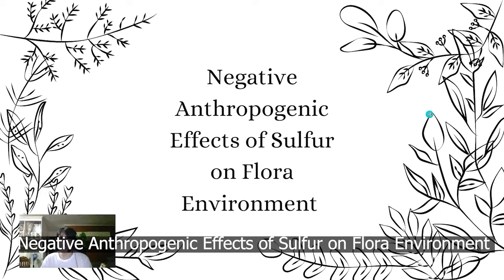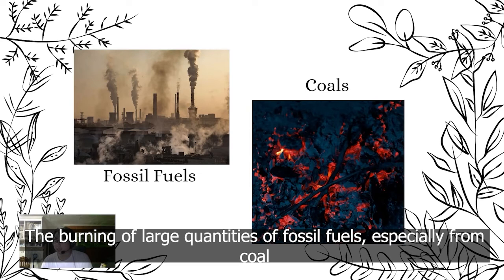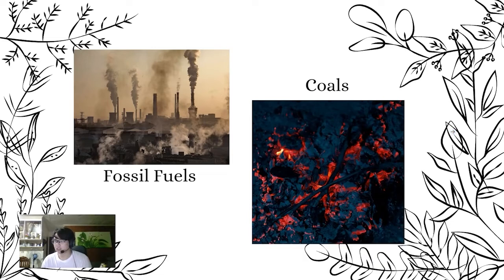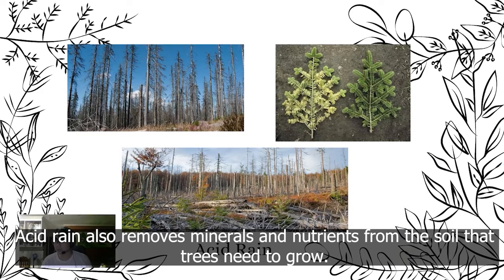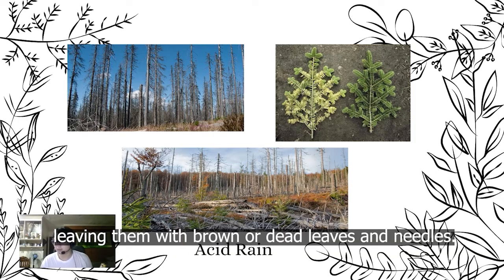Next, we have the negative anthropogenic effects of sulfur on flora and environment. So human activities have played a major role in altering the balance of the global sulfur cycle. The burning of large quantities of fossil fuels, especially coal, releases larger amounts of hydrogen sulfide gas into the atmosphere. So as the rain falls through this gas, it creates the phenomenon known as acid rain. Acid rain also removes minerals and nutrients from the soil that trees need to grow. At high elevations, acidic fog and clouds might strip nutrients from trees' foliage, leaving them with brown or dead leaves and needles.